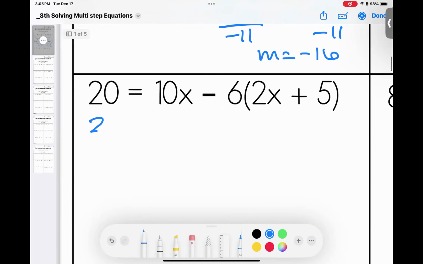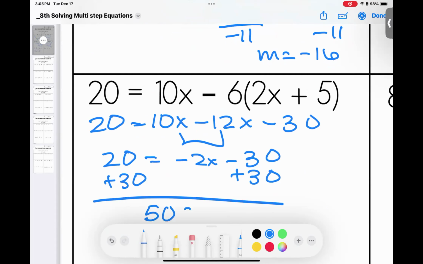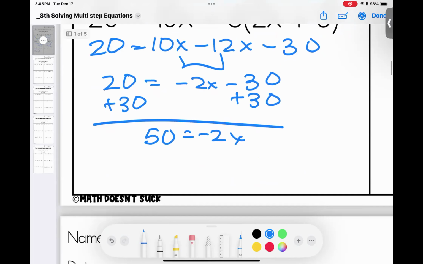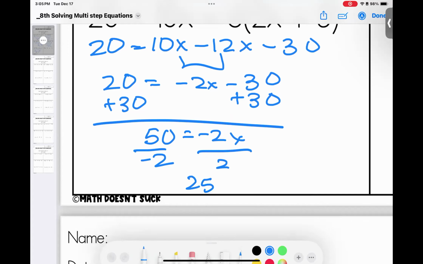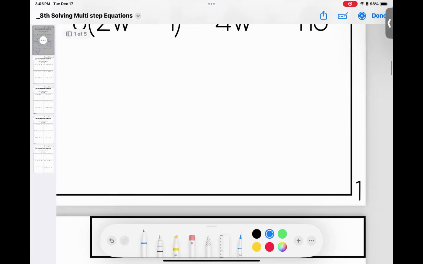Coming down, I have 20 is equal to 10x minus 12x minus 30. I'm going to put these together. 20 equals -2x minus 30, which is going to be added to both sides. And when I divide both by -2, 25 is equal to x, and that 25 is negative because the 2 is negative.